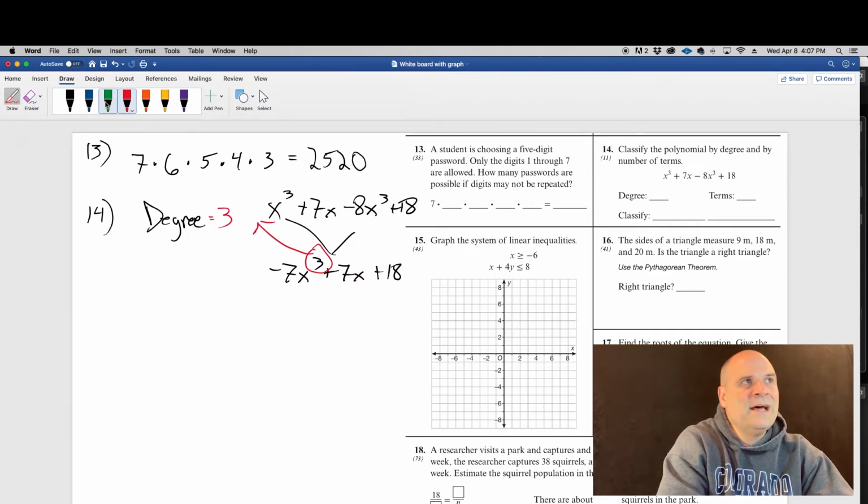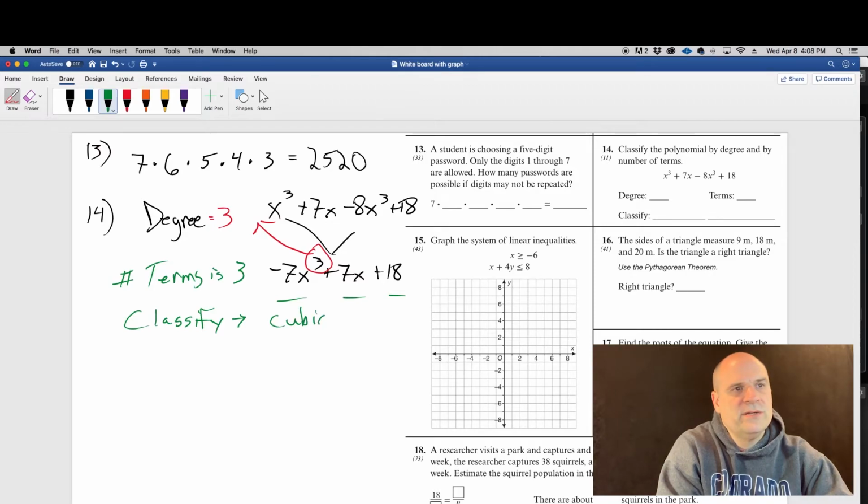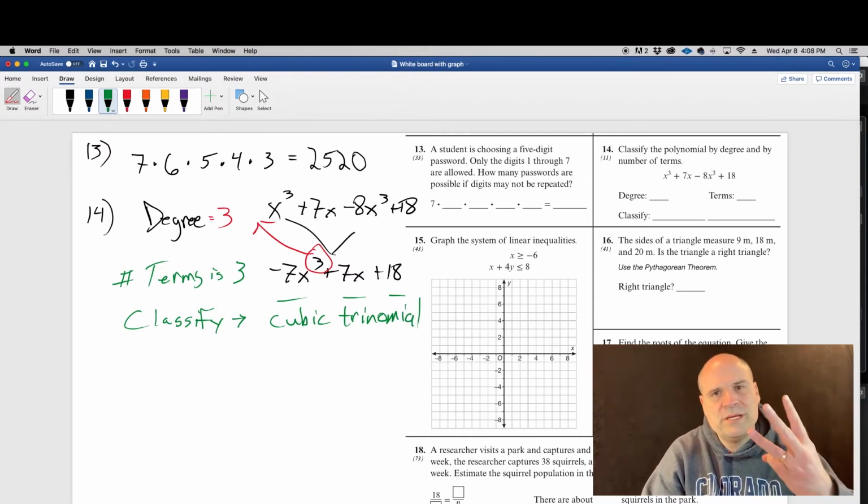All right, and then how many terms did we end up with after we simplified? So that's 3 terms. So the number of terms is 3. All right, now we classify it. Since it's a degree of 3, this is a cubic trinomial. So it's cubic because it has a degree of 3, and it's a trinomial because it's 3 terms.